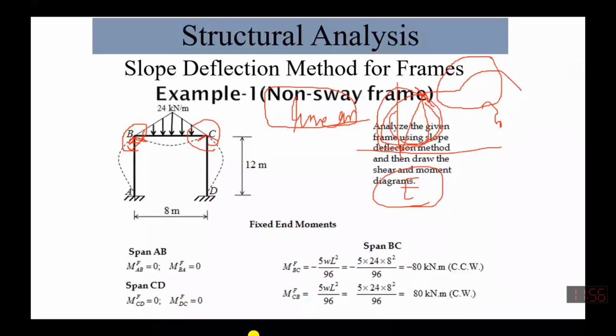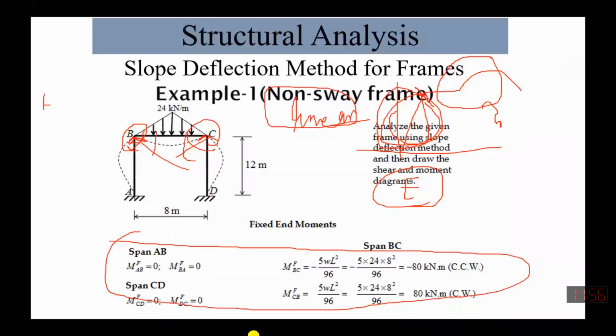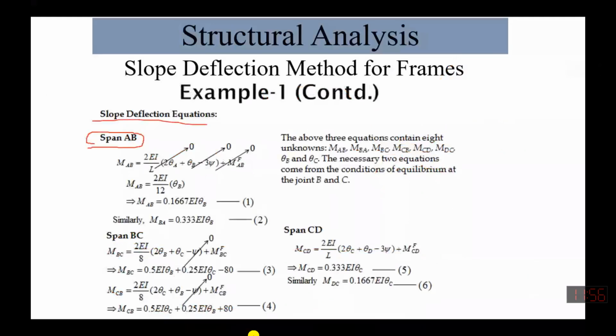One is that you find out the degree of kinematic indeterminacy. So there is theta B over here, and there is theta C over here. So we are concerned with these two thetas. Now, step 2, we will find out fixed end moments. We calculated them based on the span. Then step 3, the slope deflection equation. So we can write down slope deflection equations for span AB, span BC, and span CD.